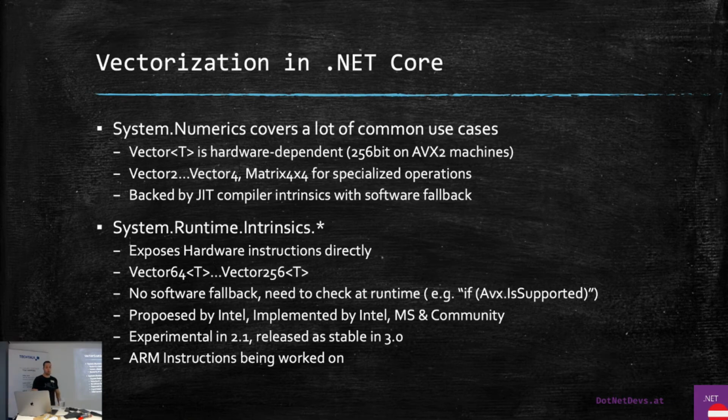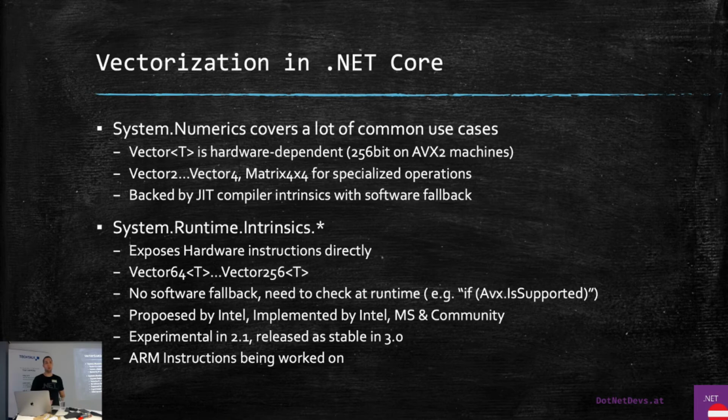But in .NET Core 3, actually this was introduced experimentally in 2.1, but is now fully released in .NET Core 3, is a new System.Runtime.Intrinsics namespace. And this is where the juicy bits are. So this basically directly exposes all the things that the hardware can do directly to .NET functions.